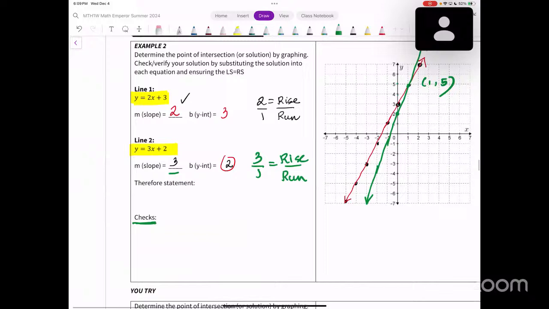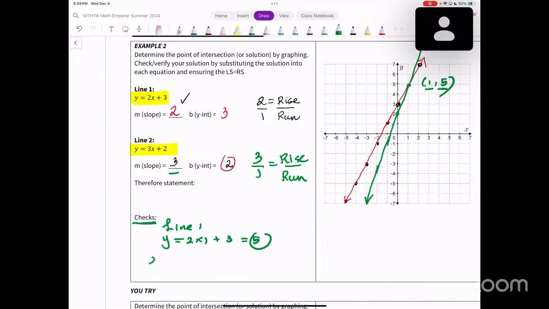So how to verify? Let's go back to line 1. Line 1, we got y is equal to 2 times x, which is 1, plus 3. So if I do that, 2 plus 3 is 5. You know, that is my y, isn't it? So let's verify that the point is correct.